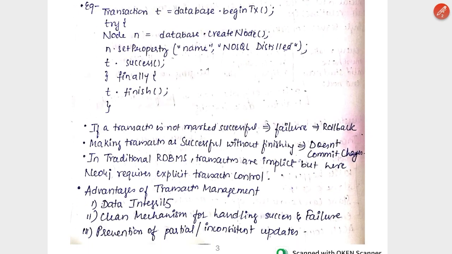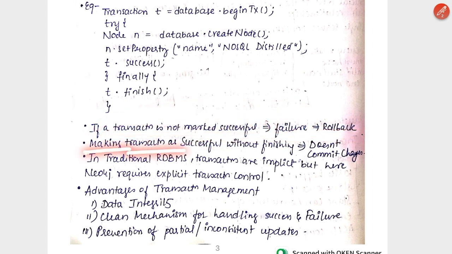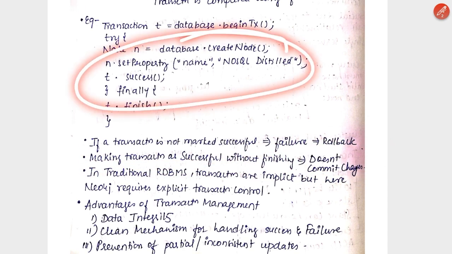If a transaction is not marked successful, it will lead to failure, which will roll back. So marking transactions as successful without finishing them does not commit the changes. That's what we have seen here, right? In traditional relational databases, transactions are implicit, but here in Neo4j, it requires explicit transaction control.